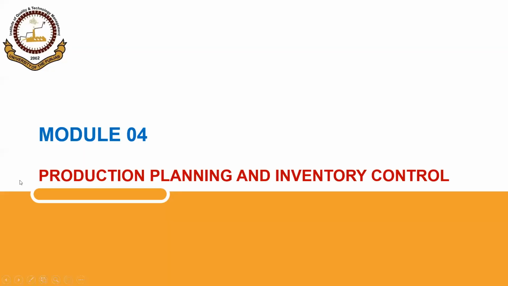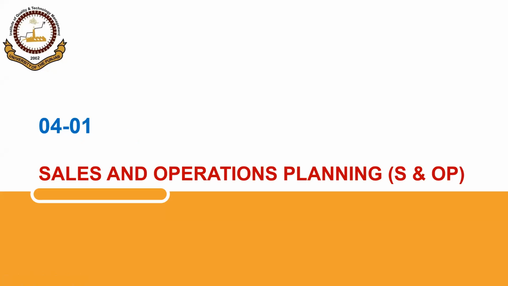Today we are going to start module 4, that is production planning and inventory control. This module is further divided into different segments, different subtopics. The first one is sales and operations planning, and that is also called S&OP for short.